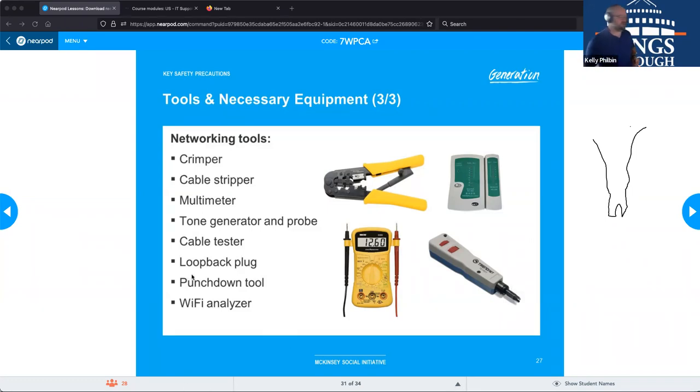Other thing would be a loopback plug, which I will show you one of those here. Let me grab my toolbox real quick. Let me pause the recording. Take 2 seconds.